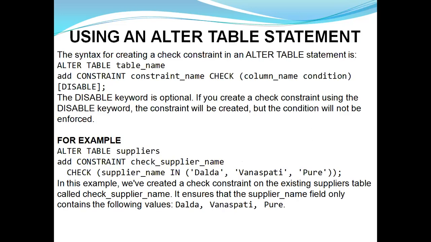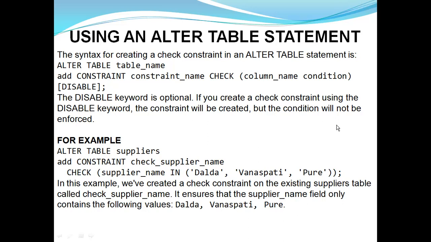Now, same thing I have done with the help of alter table statement. What's the difference? Alter table, table name, add constraint, constraint name, check. Supplier name, in, dalda, vanaspati, pure. What's the meaning? Same thing what we have done practically here. That is gender in M or F. So यहाँ पे supplier name क्या होगा? या तो डालडा या वनस्पति या प्योर.